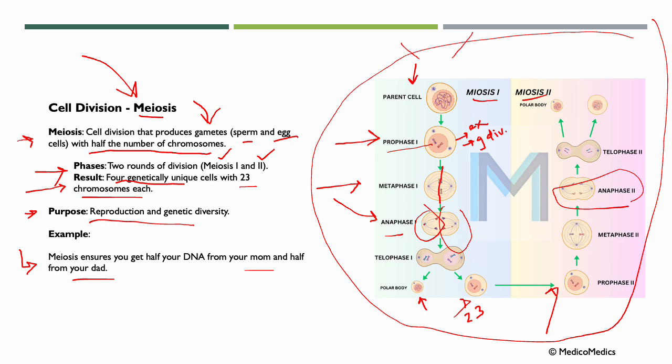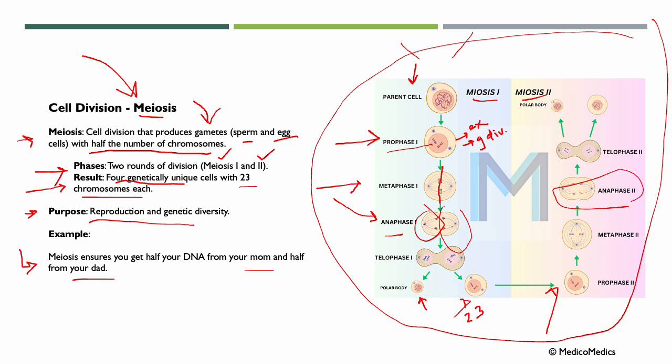And the end result of meiosis 2 is that each of the two haploid cells from meiosis 1 divide again, producing in total 4 haploid gametes, so sperm or egg cells in humans, each with 23 single chromosomes.